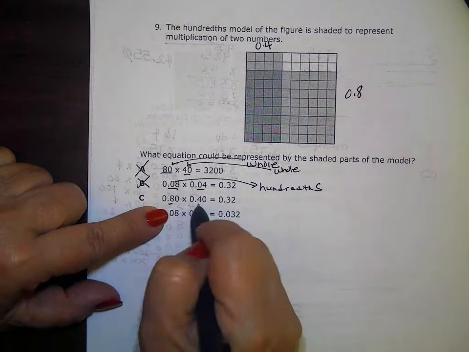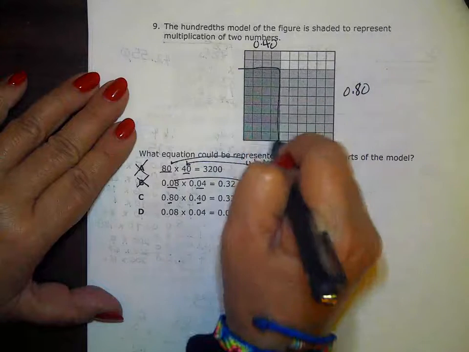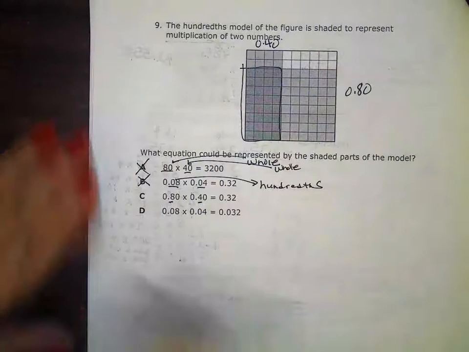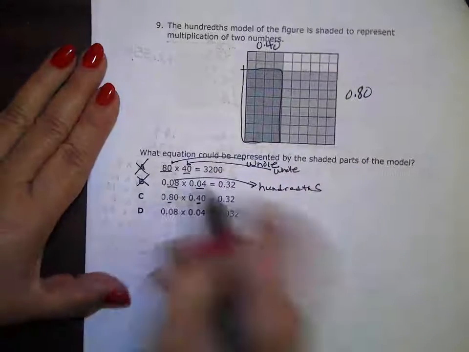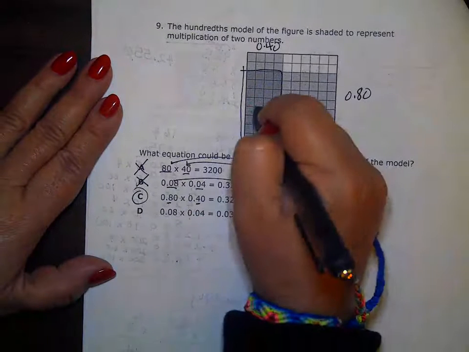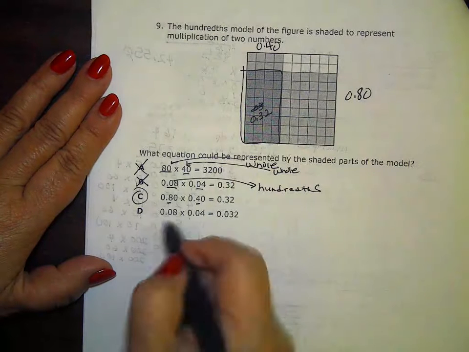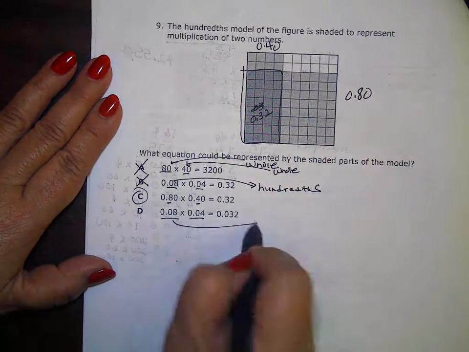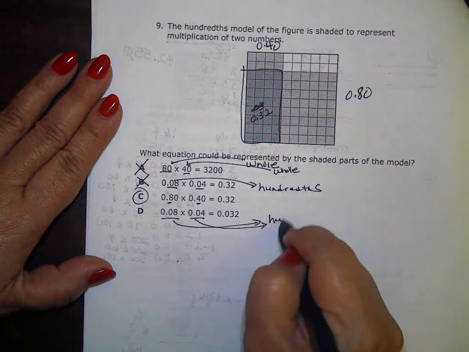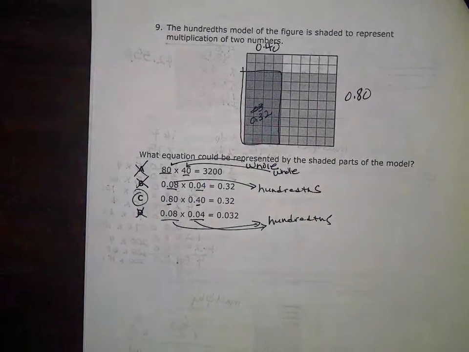But here I have 8/10. I can easily add my 0 as my hero, right? And then I'm looking in this part right here. How many squares, how many units, how many hundredths do I have? And it's 32 hundredths. It's a very strong possibility. Okay. Here, this is again hundredths. So C's the answer. Make sure that you're showing all your work.